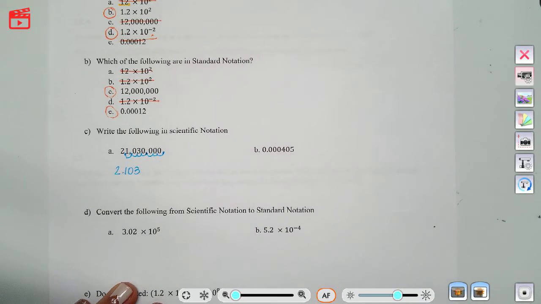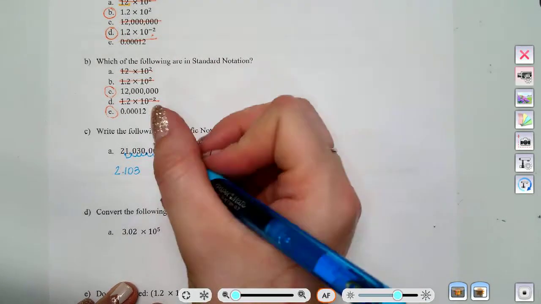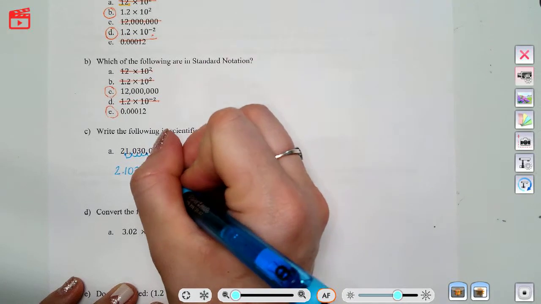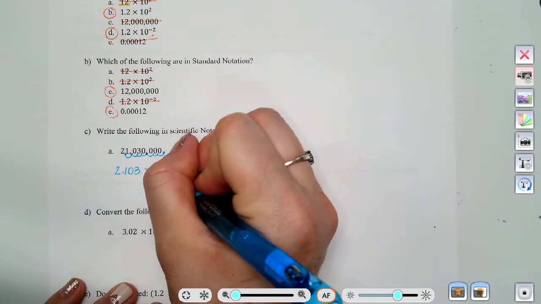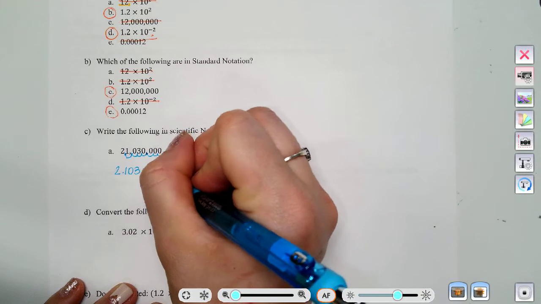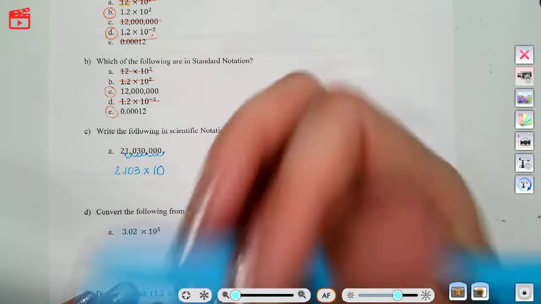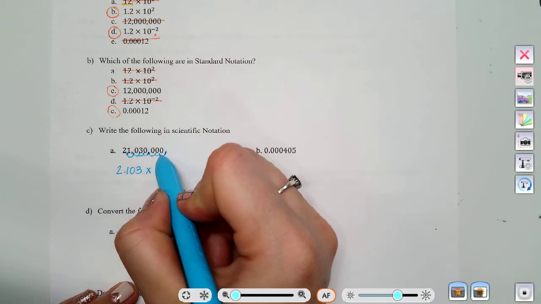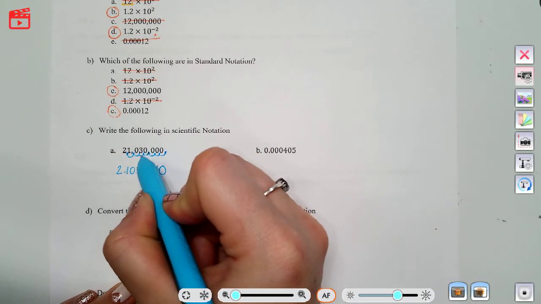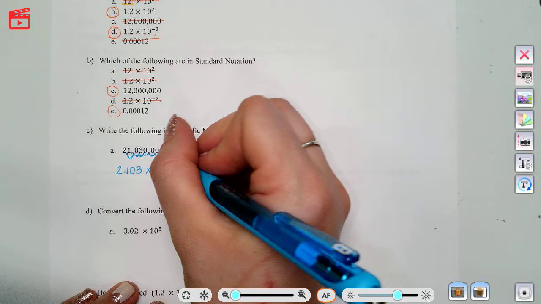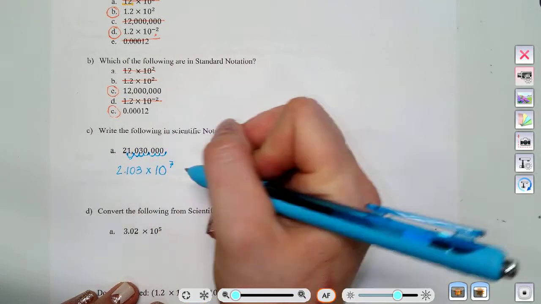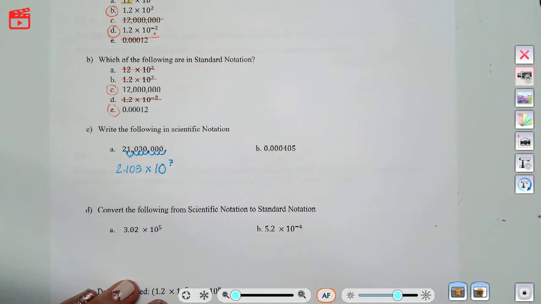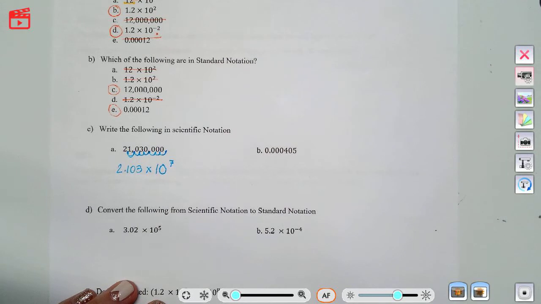But I just moved my decimal. Because I moved my decimal, I need to balance that out by multiplying this by 10 to some power. So what we're going to do is count how many times our decimal moved. How many times did it move? 1, 2, 3, 4, 5, 6, 7. So we'll write 7. That's the number of times my decimal moved. And the question is, is that going to be a positive or negative 7?